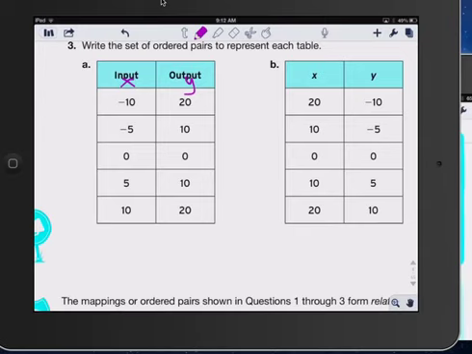And then I want you to work with each other on figuring out which one is not a function. And why? It's a set.